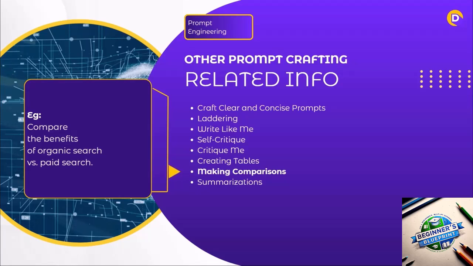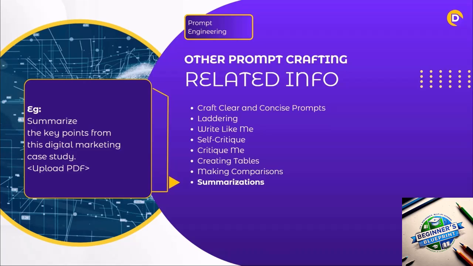Then you can get ChatGPT to make comparisons. This technique lets you generate side-by-side comparisons, highlighting differences and similarities between items for clearer, more informed decision-making. For example, a portion of a prompt could be compare the benefits of organic search versus paid search.